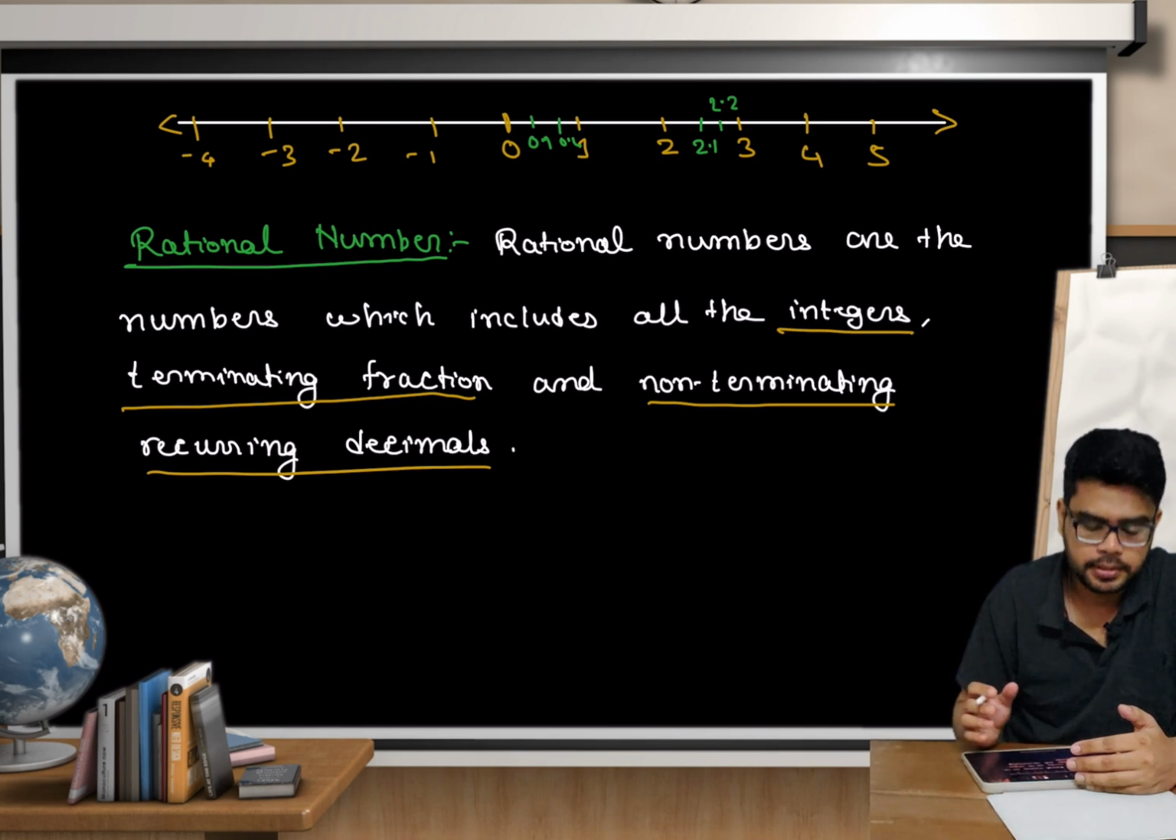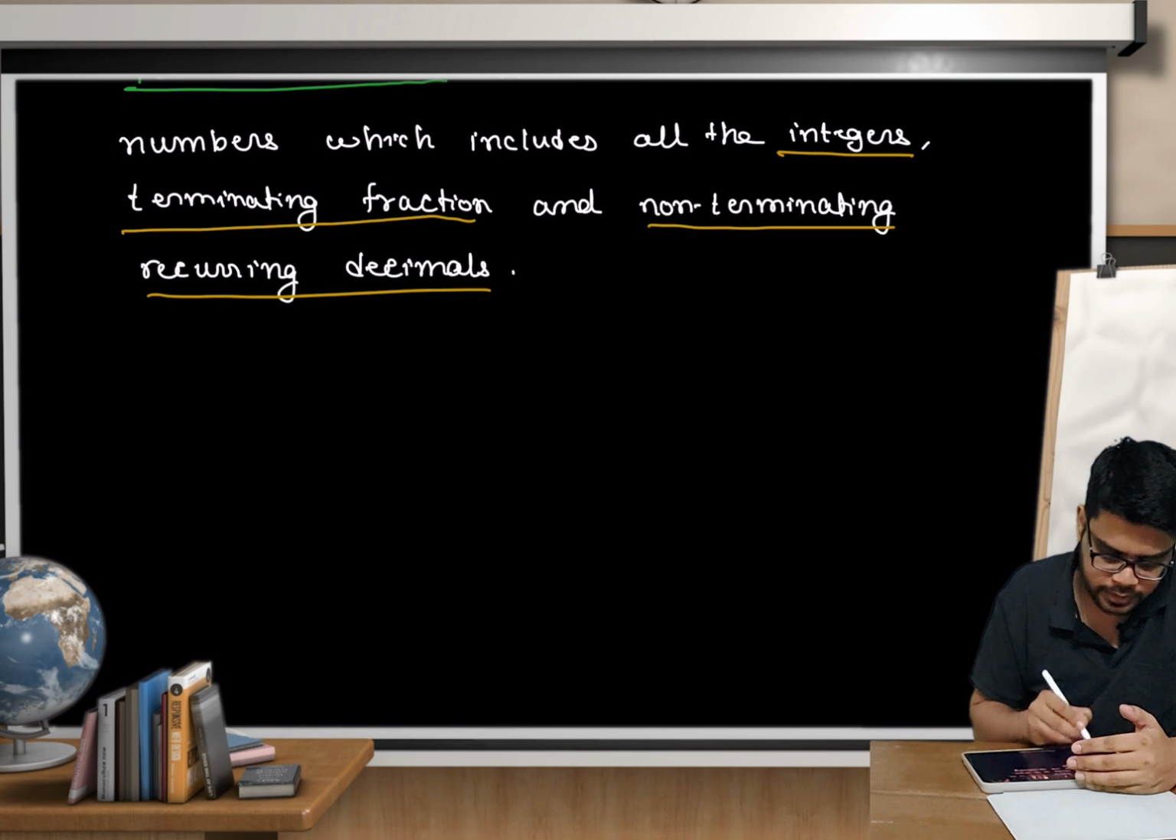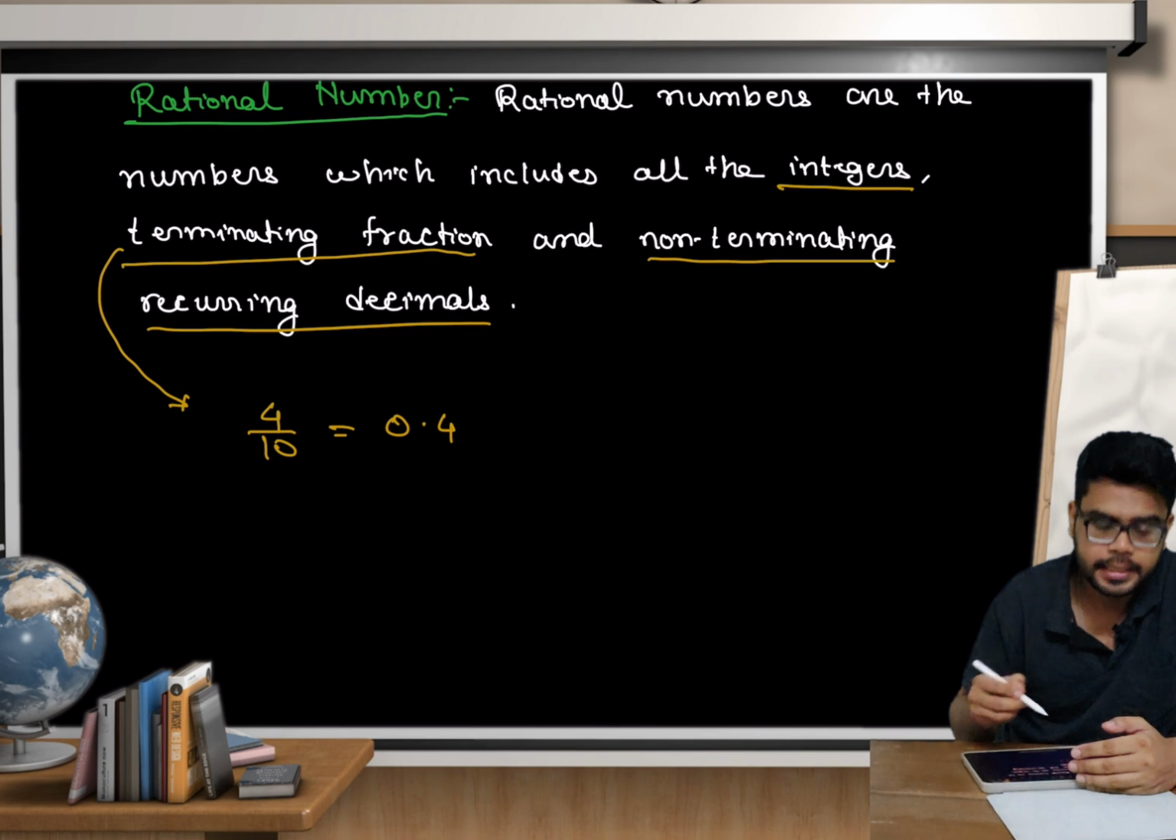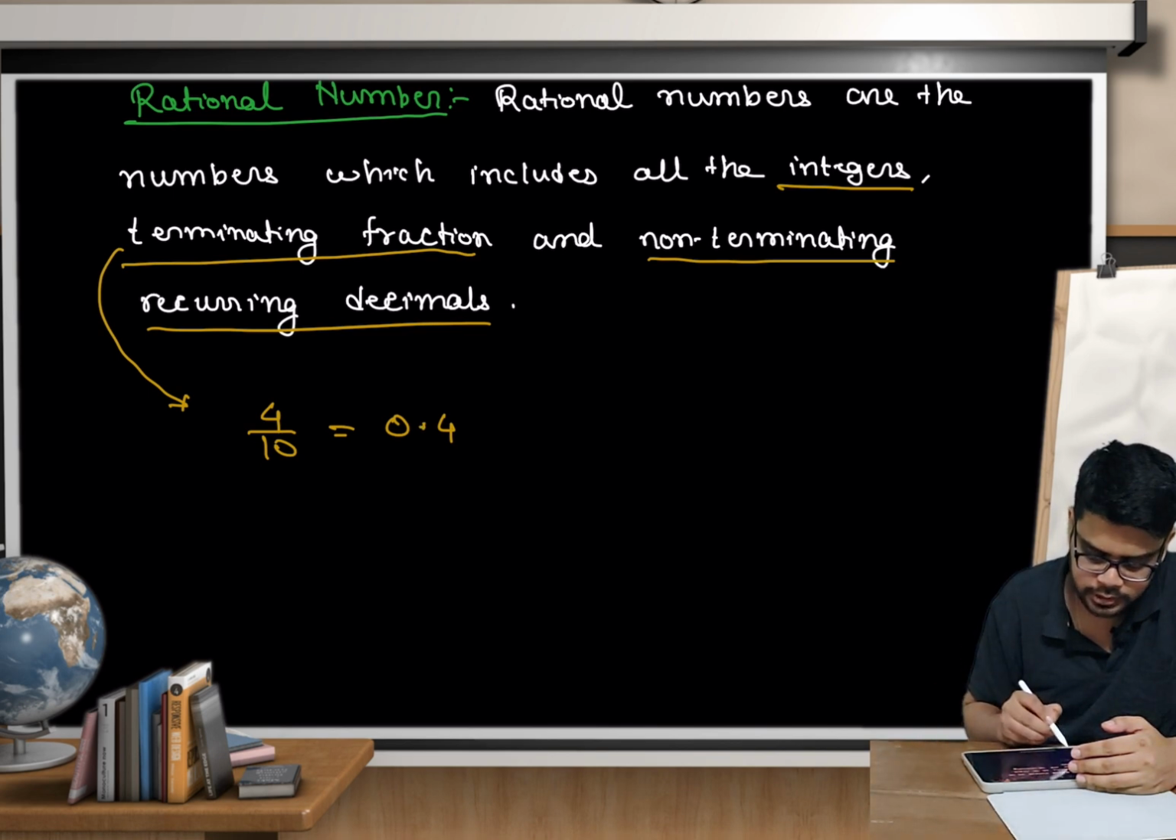Before going to that definition, let me tell you what is terminating fraction. Terminating fractions, I am writing here. For example, 4 by 10. What is the answer of 4 by 10? The answer of 4 by 10 is 0.4. So after 4, I cannot proceed. The answer stops here, right? So this is called terminating fraction.